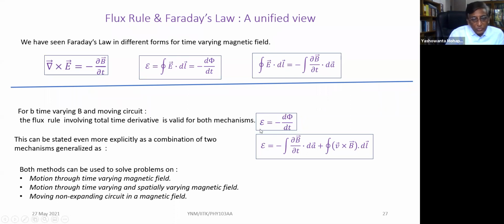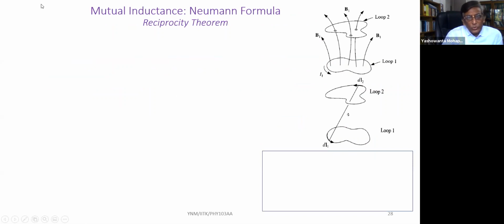Okay, but to be able to see explicitly that a part can come from the changing magnetic field and a part because of the motion. Okay, I just wanted to make that summary as a unified view. Okay, so now let's go to mutual inductance.